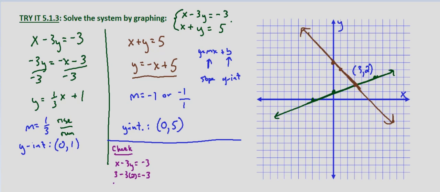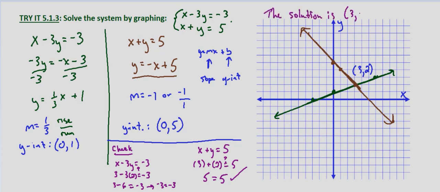So does 3 minus 3 times 2 equal negative 3? That's 3 minus 6, and that is true, that does yield negative 3 equals negative 3. So it satisfies our first equation. Now what about our second equation, x plus y equals 5? Write out x plus y equals 5. Substitute 3 for x, 2 for y. We want to know, does that equal 5? And yes, 5 equals 5. So our solution checks. The solution to our system of equations, x minus 3y equals negative 3 and x plus y equals 5, is the point 3, 2. That's where the two equations intersect.